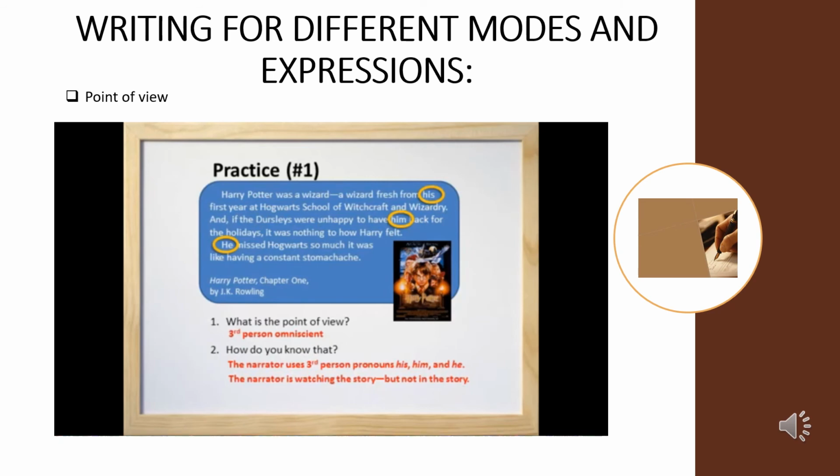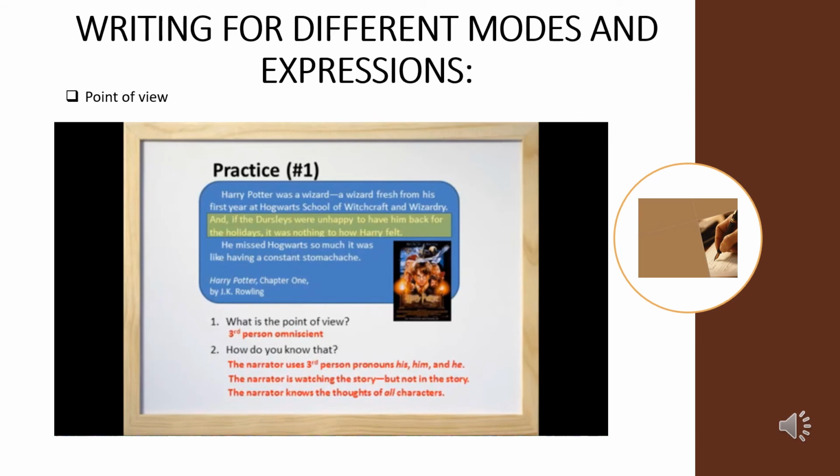That's why it's third person, but how do we know it's third person omniscient rather than third person limited or third person objective? We know it's omniscient because this narrator knows the thoughts of all characters in the story. Let's look at this selection. Here we have the character of Harry Potter, and we have a family with the last name of Dursley. This sentence shows us that the narrator knows what the Dursleys are silently thinking.